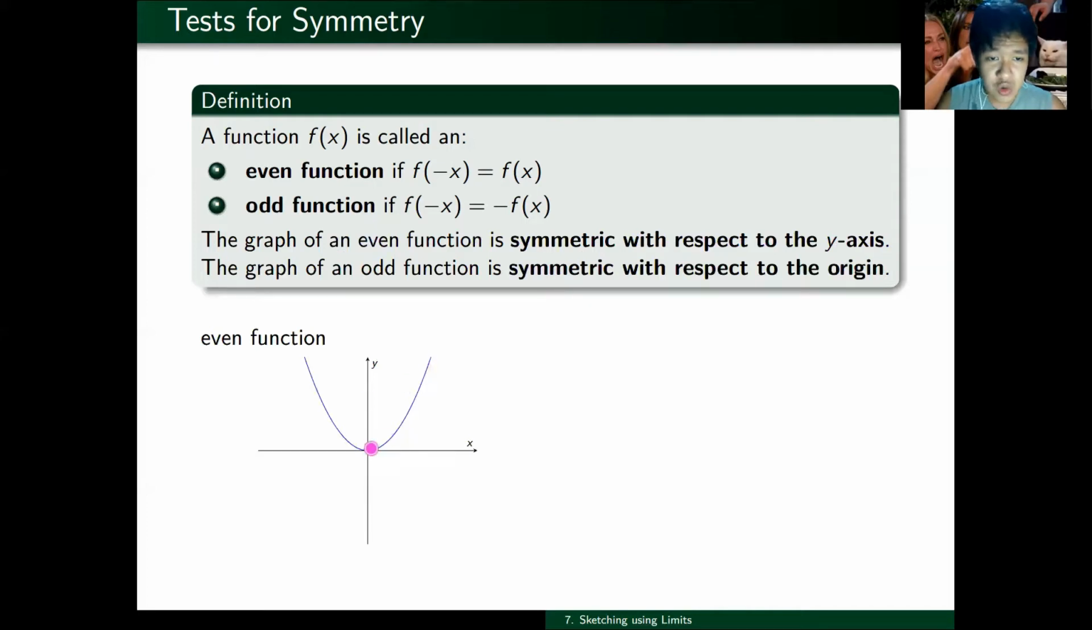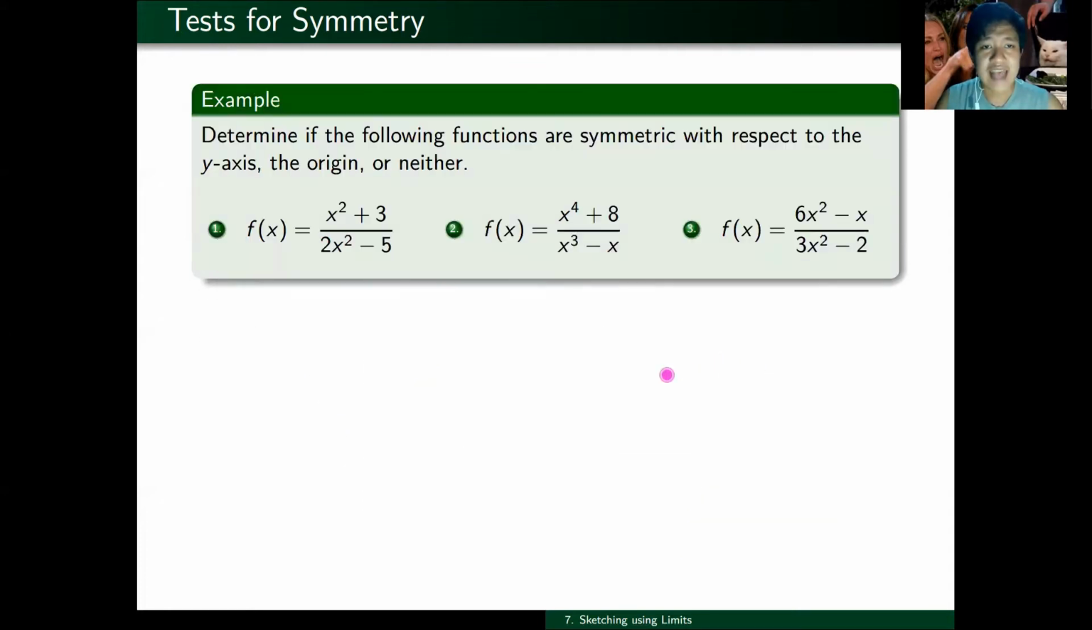Kumbaga kung ano yung itsura niya dito sa isang side ng y-axis, dito sa right side, mirror image niya yung itsura ng graph dito sa kabilang side. Kapag naman odd function, symmetric with respect to your origin, ibig sabihin siya ay parang mirror image diagonally. Sabihin, pag flip ko siya diagonally, I will still get the same looking graph. Okay? Good. So let's have some examples.